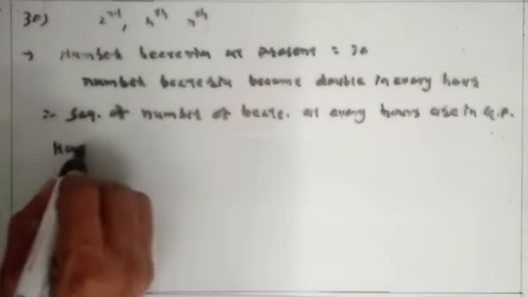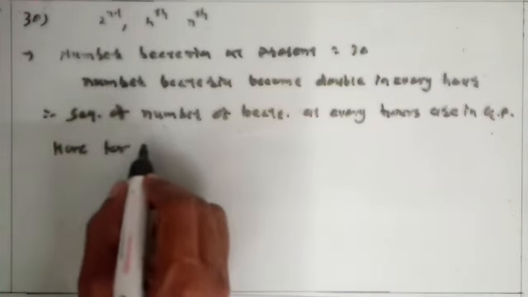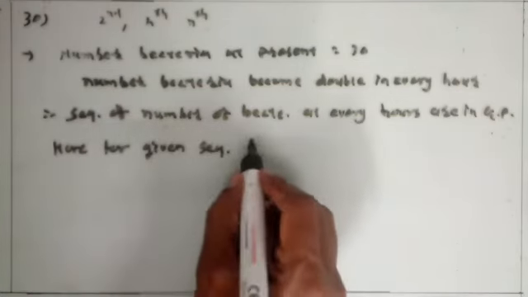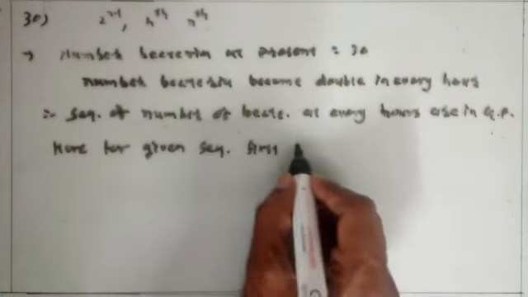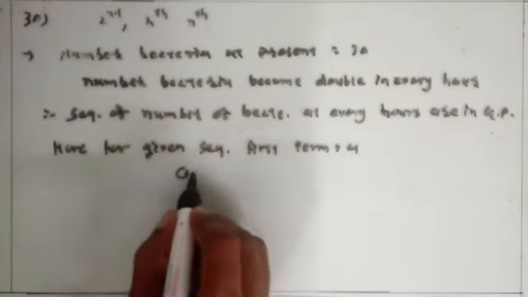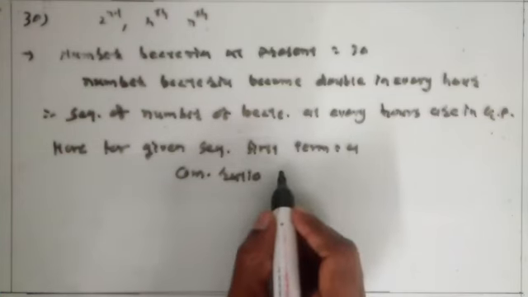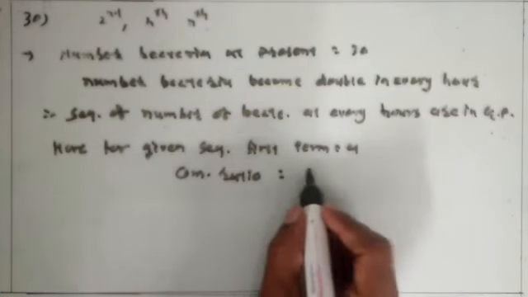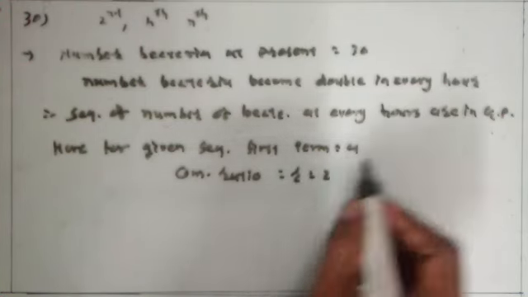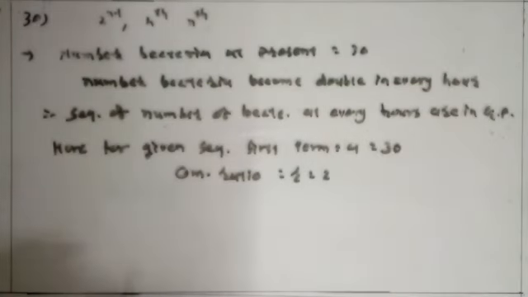Here, for the given sequence, the first term is equal to A. Common ratio: the number of bacteria doubles, so the common ratio R is equal to 2. Here the first term is the present number of bacteria, which is 30, so A is equal to 30.